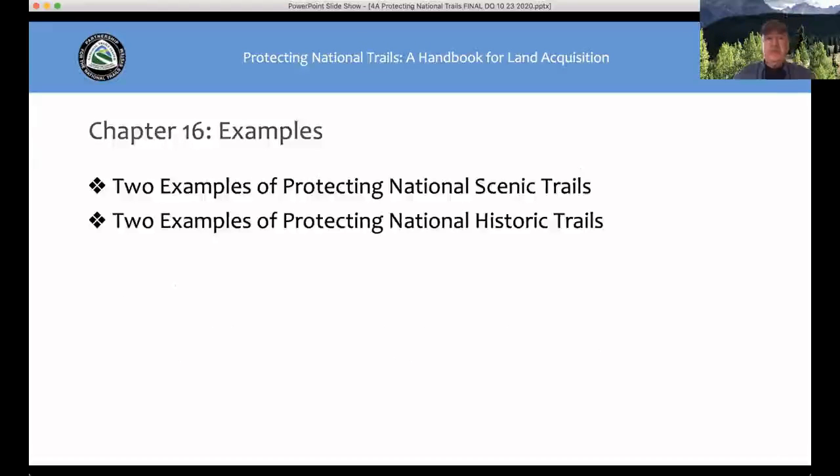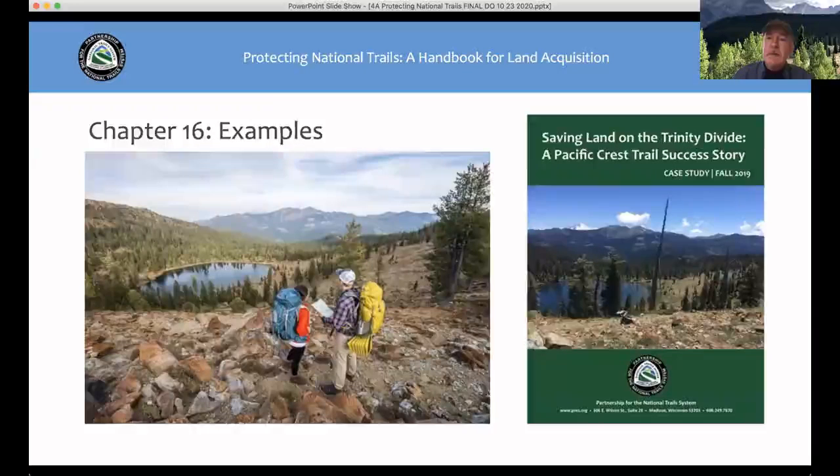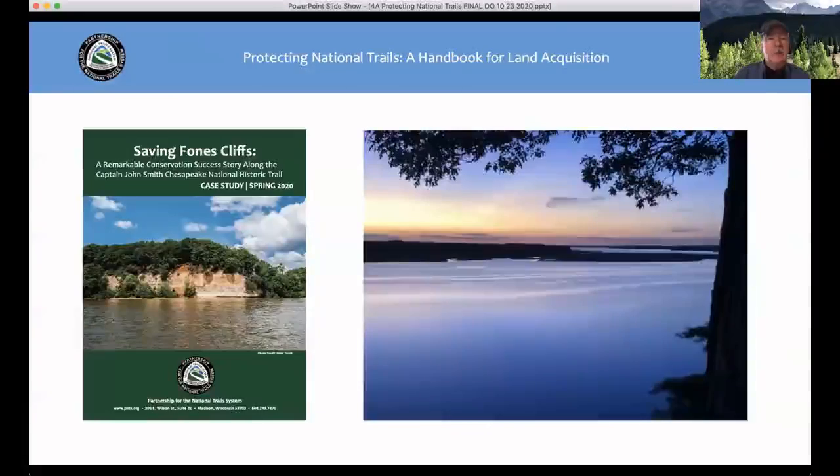So, Chapter 16, last but not least, there are two examples of protecting National Scenic and National Historic Trails. Chapter 1 is on the Trinity Divide transaction that took place on the Pacific Crest Trail. We heard about saving Phones Cliffs on Friday. The Phones Cliffs is on the Captain John Smith Chesapeake National Historic Trail.